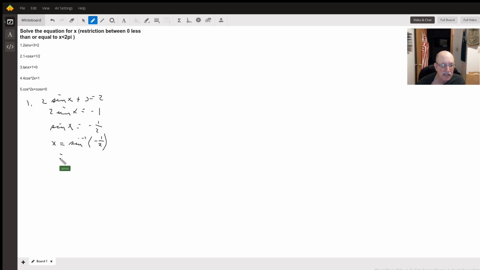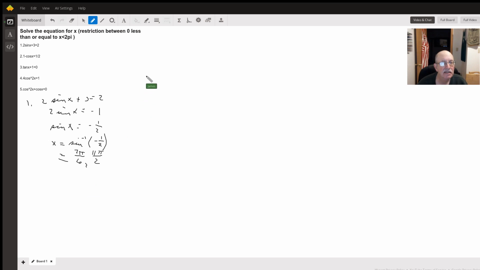So x is going to equal, in the third quadrant, 7 pi over 6. And then in the fourth quadrant, x is going to equal 11 pi over 6. Those are the two angles between 0 and 2 pi that have a sine value of -1/2.